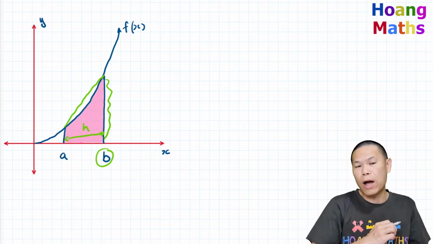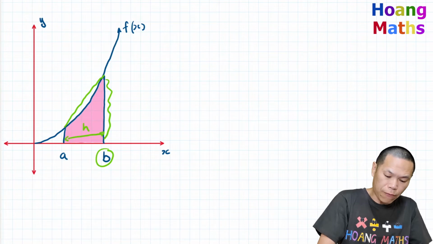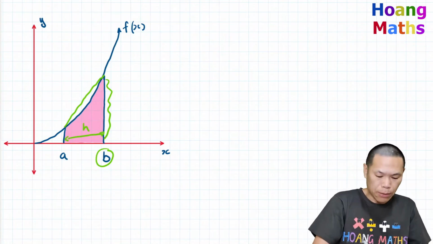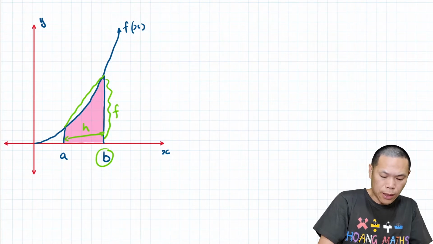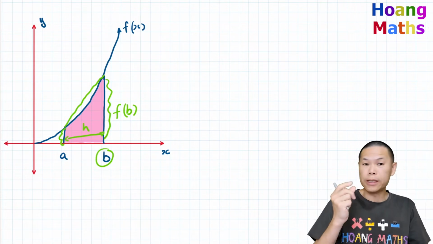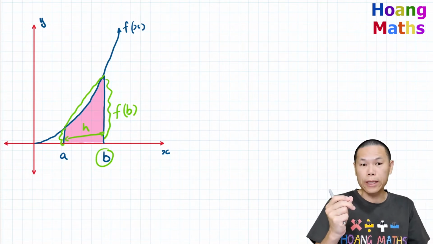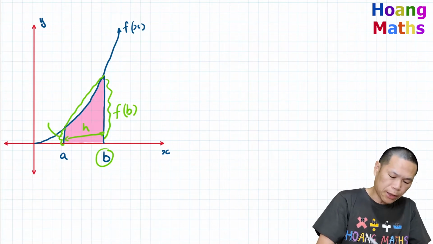And then to find the length of this, because x is b, we can find the y value, which will give us the length. To find the y value, the function is f(x). We can just simply substitute b into f(x). So in other words, the length of this is f(b). And the length of this is when x equals a, so we simply substitute a into the function, that is f(a).